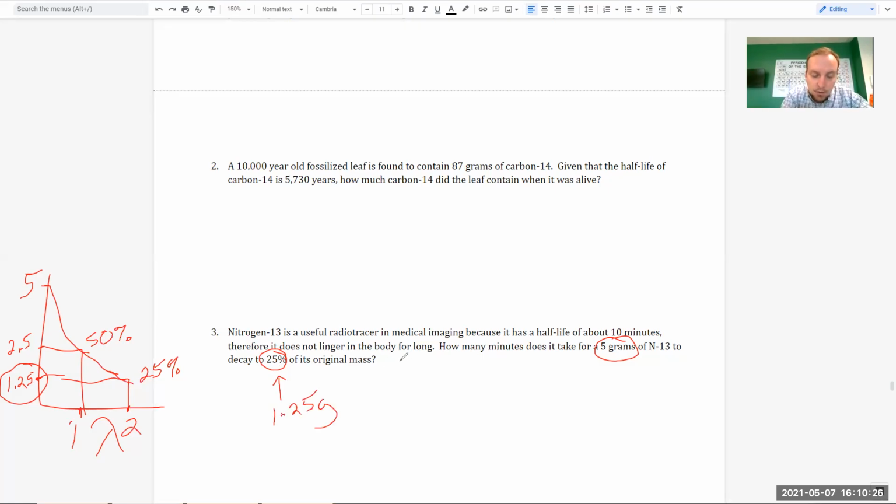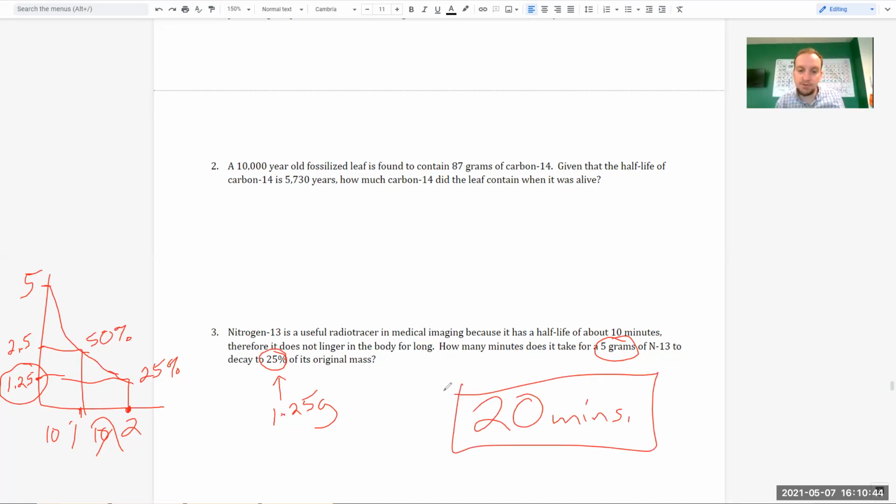All right, so now that we figured that out, it says how many minutes does it take? And we know that each half-life is 10 minutes. So this is 10 minutes, this is 10 minutes. Therefore, to go 2 half-lives would be 10 plus 10, or 20 minutes. There's our final answer. So that one is a pretty big departure from number 1 and 2 because we didn't have to do that ugly looking math problem. We just kind of used logic.